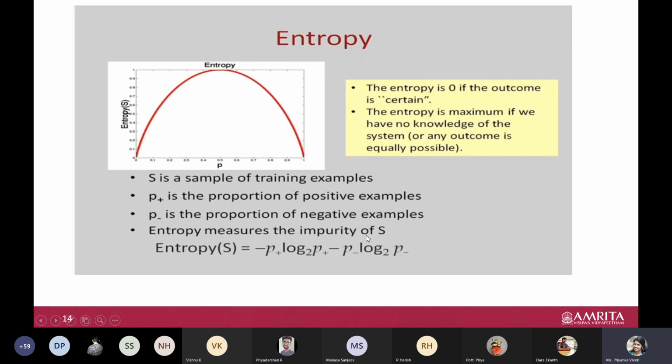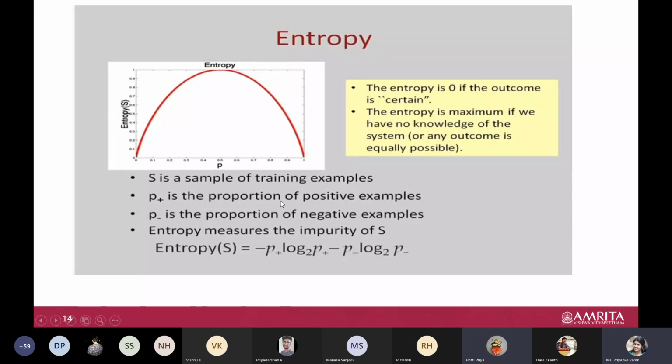And what about the other term? Yes, ma'am. Similarly, we will be having minus 35 log 35 to the base 2. Not 35, 35 by 64. It's the proportion, not the number of samples.